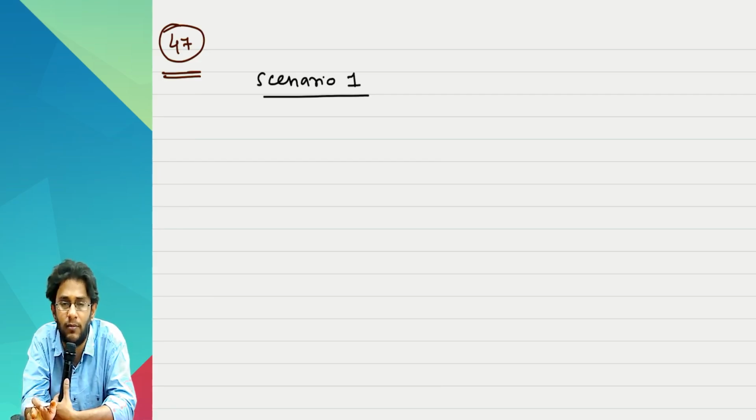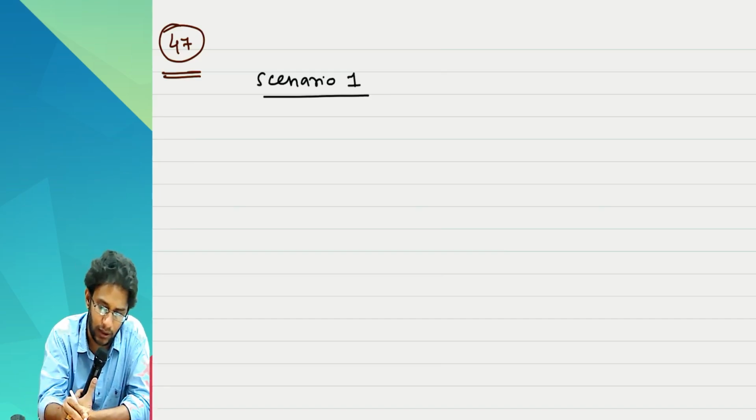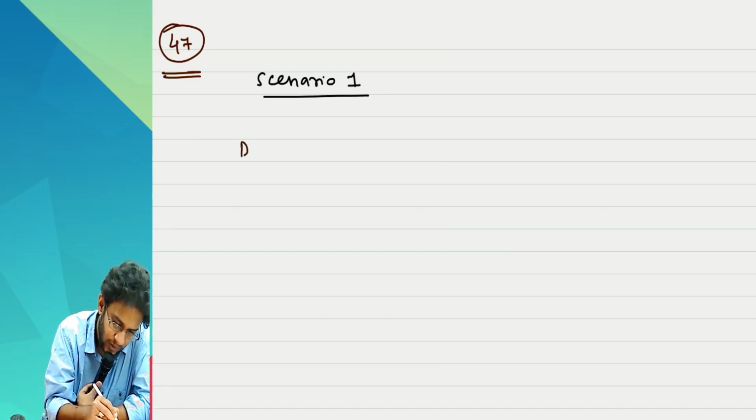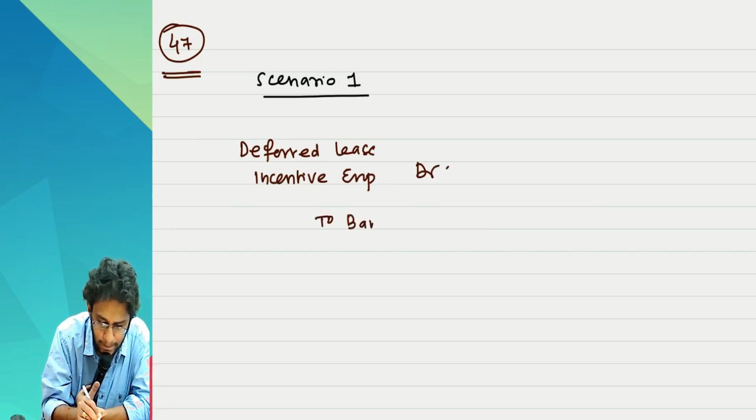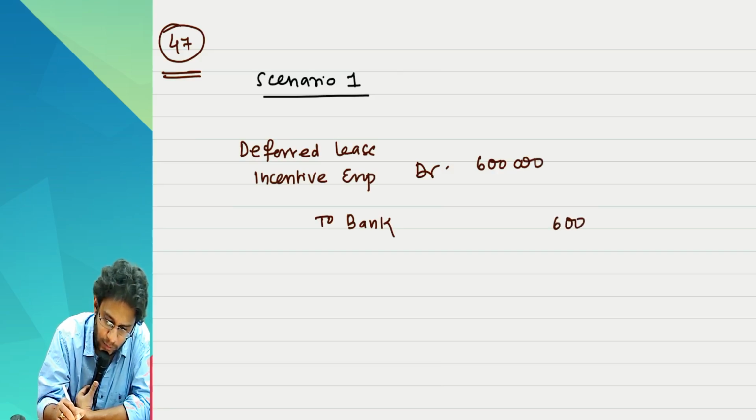Accordingly, what will happen is there will be a matching between lease income and the lease incentive cost what you have incurred on day one. So effectively your entry should be: deferred lease incentive expenses account debit to bank. So an amount of 6 lakh rupees is what you have recorded.